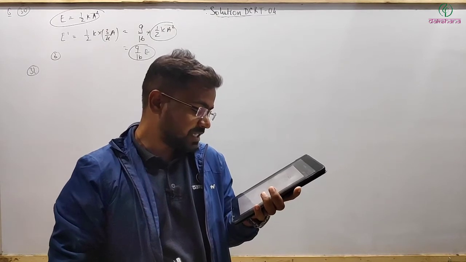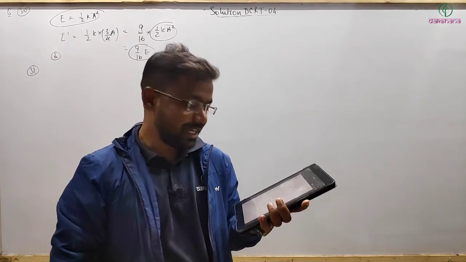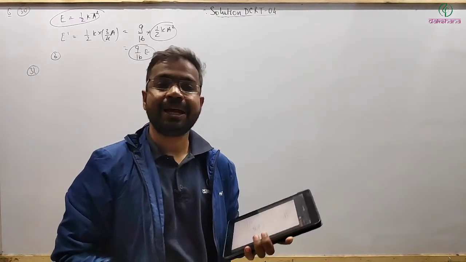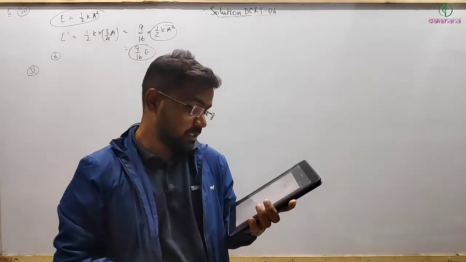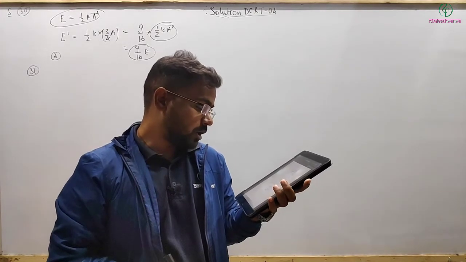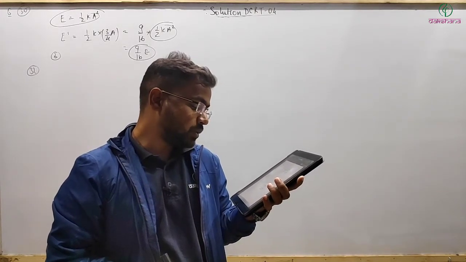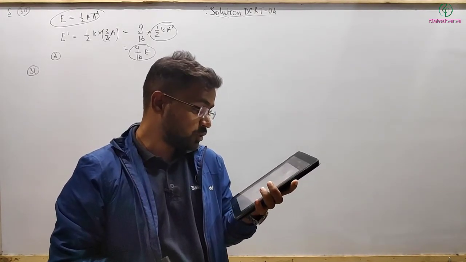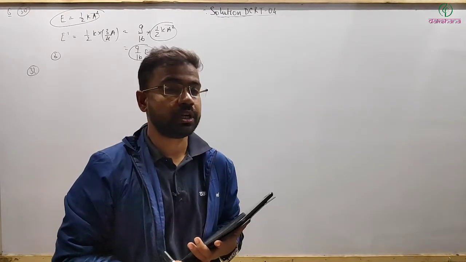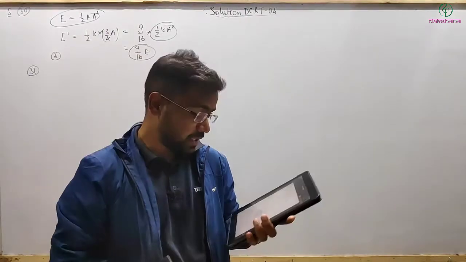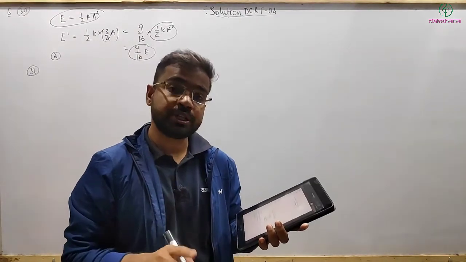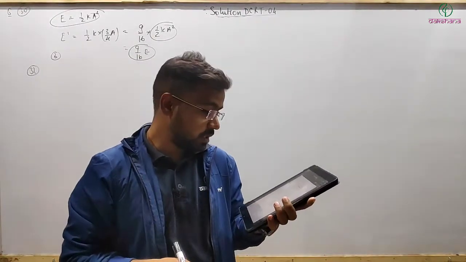Acceleration is maximum at T, so at T the particle will be at the extreme position. Again, force will be maximum, acceleration will be maximum. This is also a right statement. Option 3, potential energy is equal to kinetic energy at T/2. So at T/2, where is the particle? It is at the extreme position. At the extreme position, kinetic energy is 0, so potential energy is not equal to kinetic energy. So this is a wrong statement, and that is the answer to problem number 31.